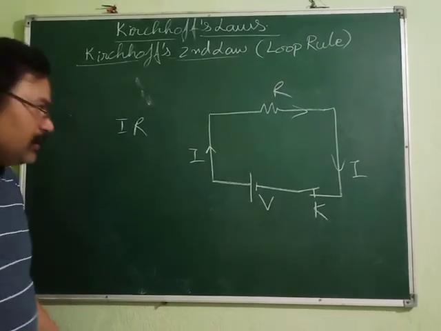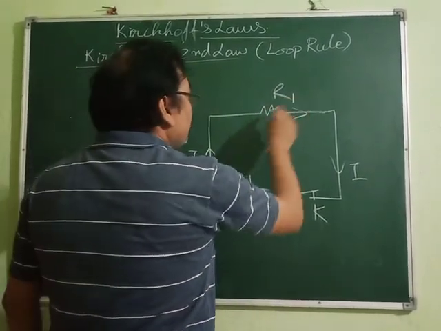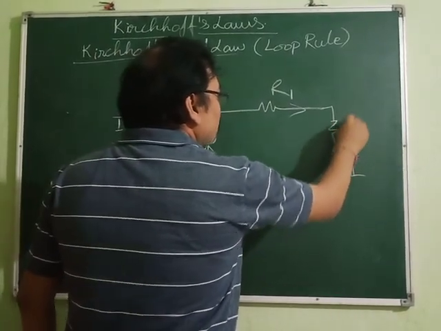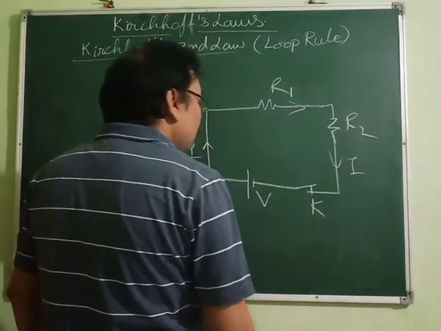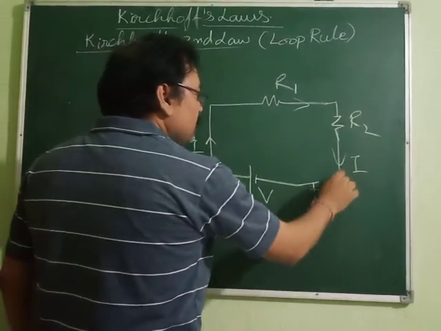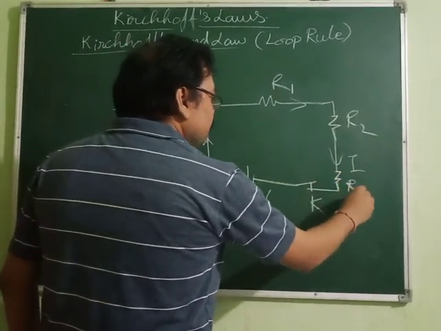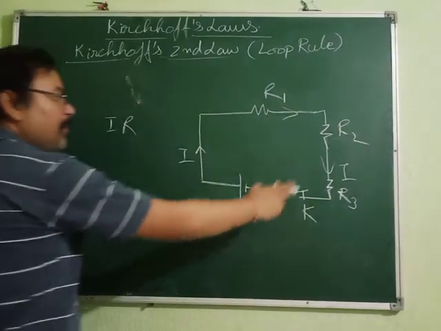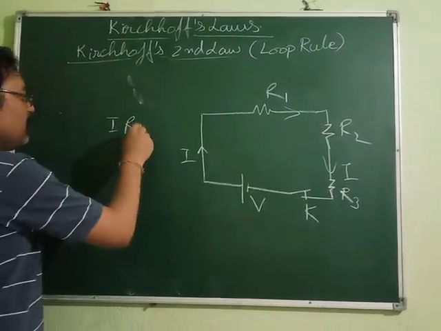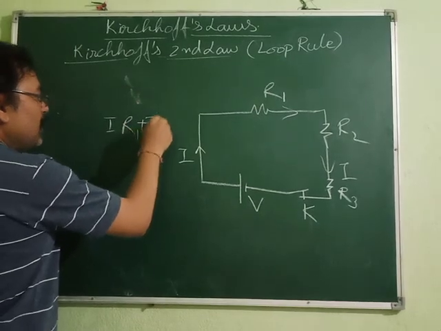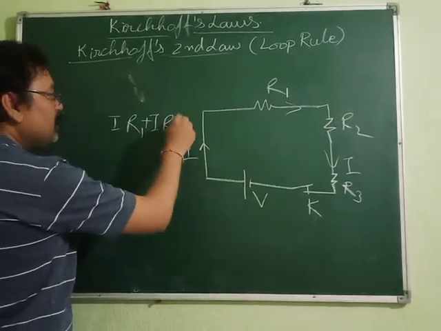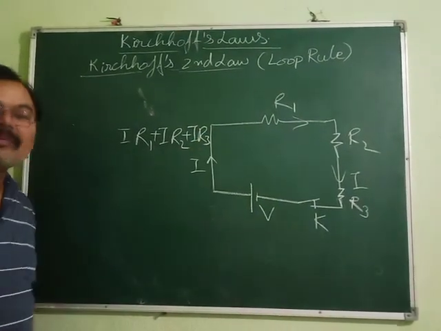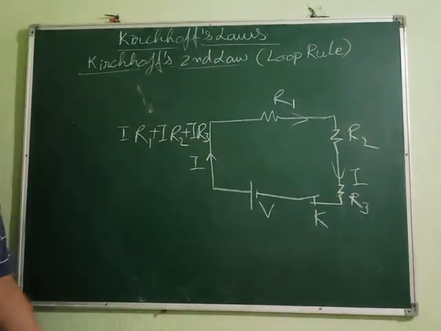No. Suppose this is R1, and here you have got another resistance over here, that is R2, and suppose here you have got another resistance, that is R3. So through all of them the same current is flowing. So what is the potential drop across this? This is IR1, then IR2, and for the third it is plus IR3. This is the total potential drop or total potential consumed.